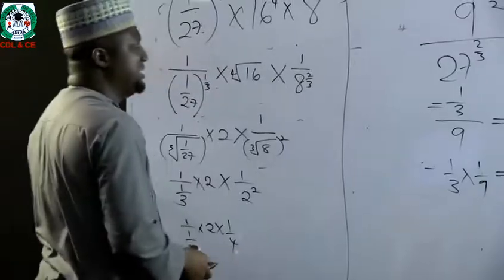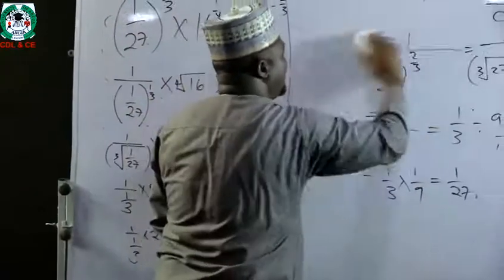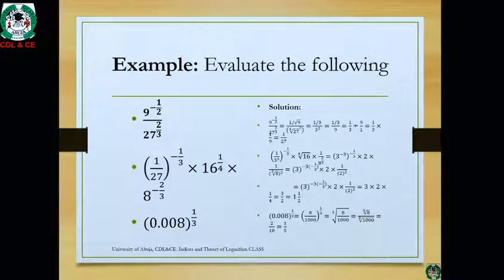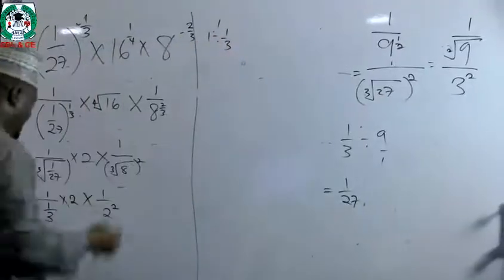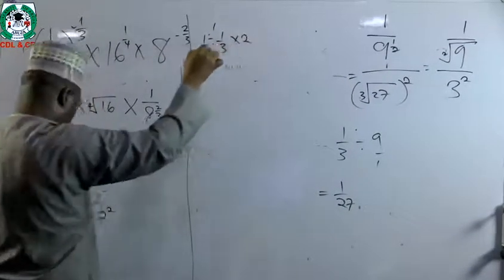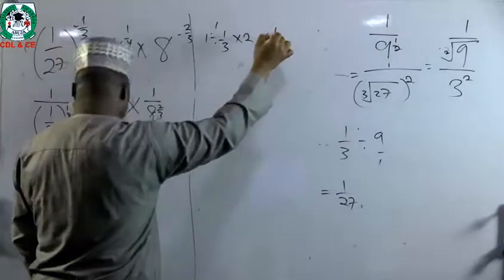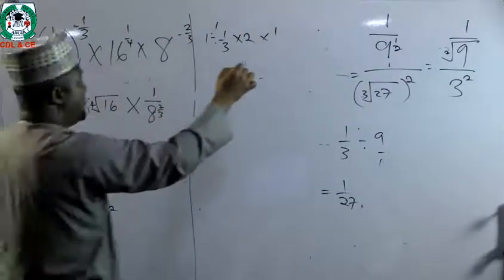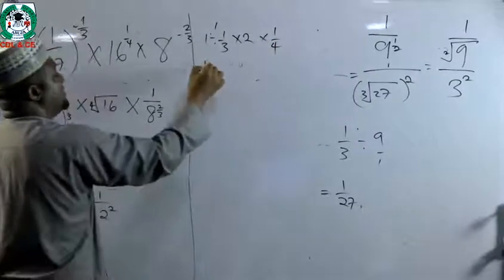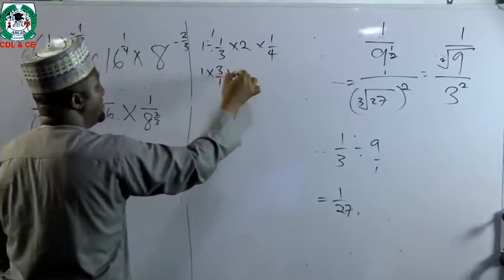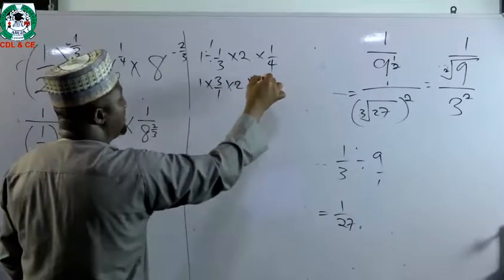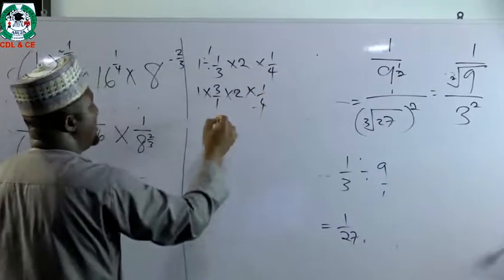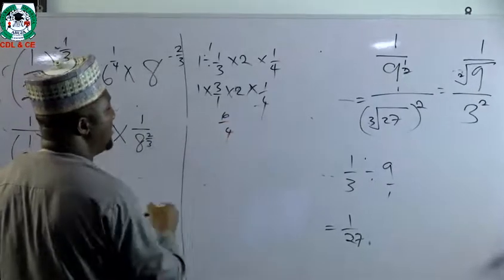Assuming we move to the next section of the board. To complete this is quite easy. This is 1 divided by 1 all over 3 times 2 times 1 all over 4. Here is 1 times 3 over 1 times 2 times 1 all over 4. Here we have 6 all over 4.